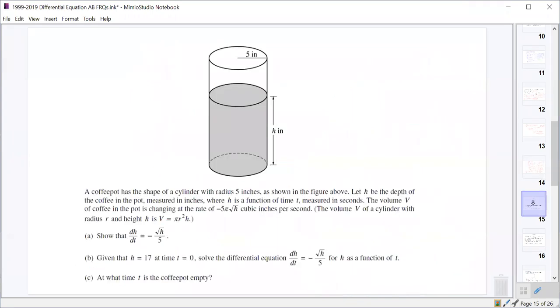All right, and then this is the last one that I asked you guys to take a look at. So there's a coffee pot, it's got a radius of 5, it's got a height of h. They tell us that the volume of the coffee is changing at negative 5 pi root h. They give us a volume formula, pi r squared h. They want us to show that dH/dt is negative root h over 5. Well, that should be easy enough because negative 5 pi root h, that's dV/dt.